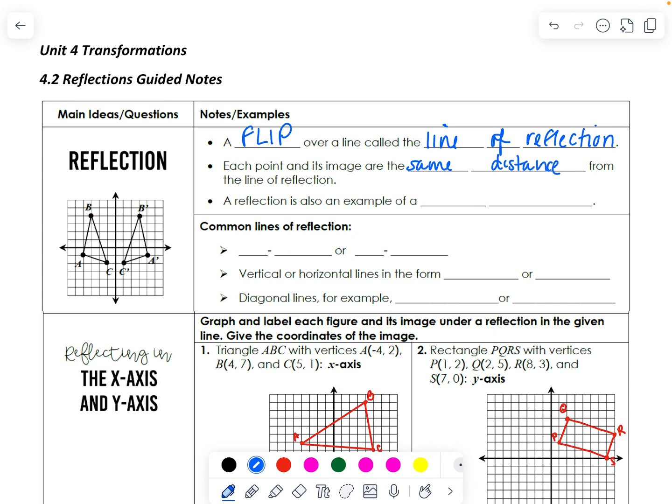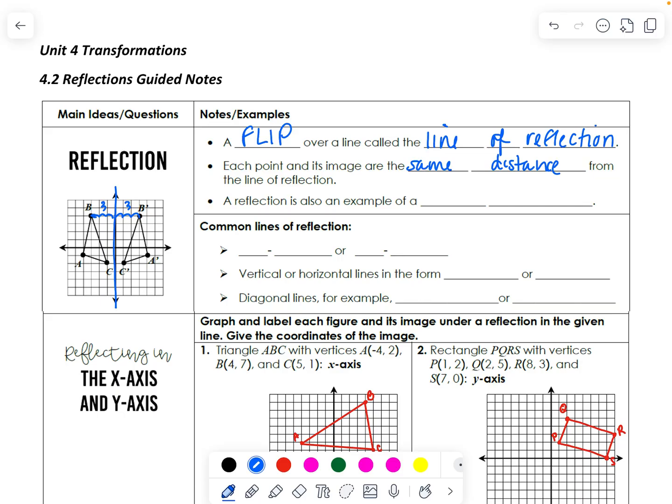So just think about, you can kind of see it over here in this example. B is 1, 2, 3 units away from the reflection line, and B prime is 3 units away. That will always be true. And if I fold along that reflection line, it should make a complete match.